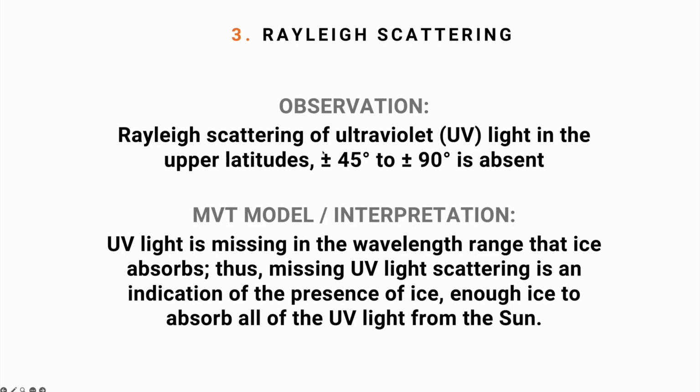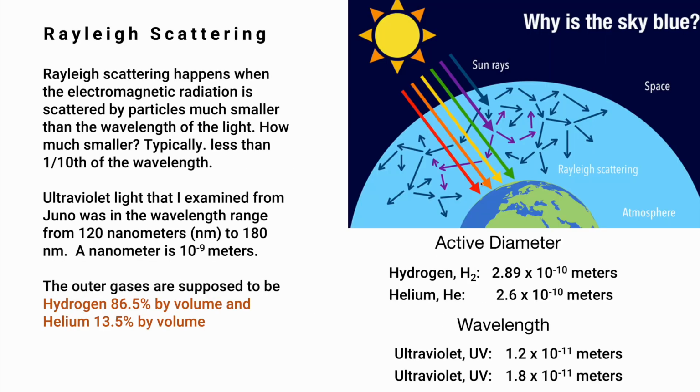Okay, Rayleigh scattering. Rayleigh scattering of ultraviolet light in the upper latitudes, either 45 degrees or negative 45 degrees to positive 90 at the pole, or negative 90 at the South Pole. The Rayleigh scattering is absent. UV light is missing in the wavelength range that ice absorbs. Thus, missing UV light scattering is an indication of the presence of ice, enough ice to absorb all of the UV light from the sun.